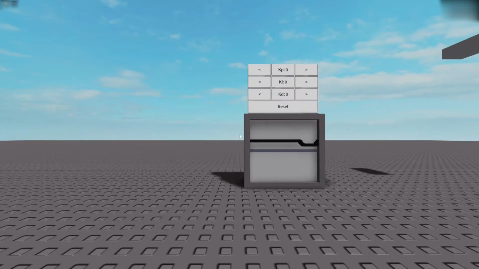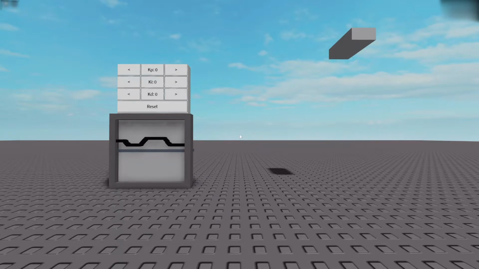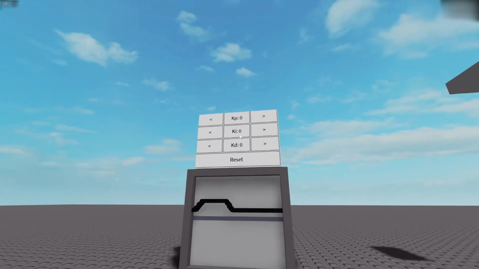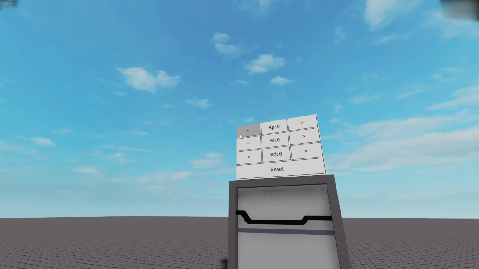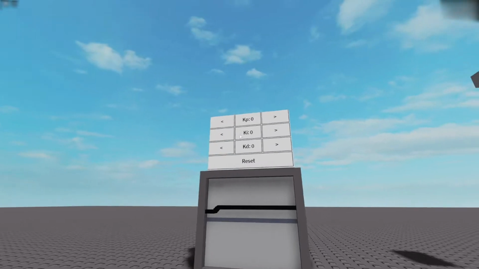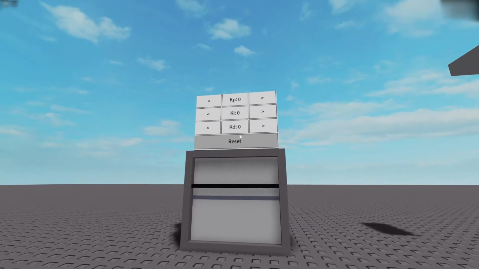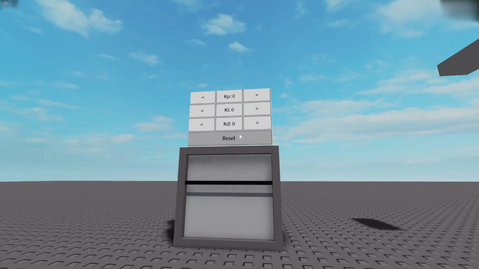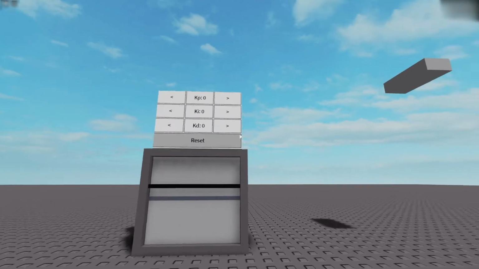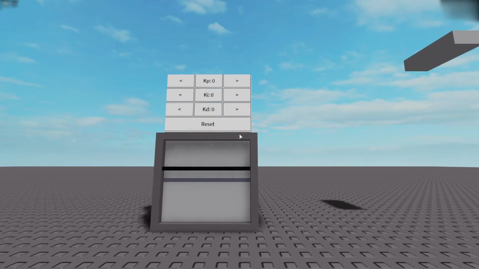For this control system, the error is the distance in between you and the block in arbitrary units. There are 4 inputs for you, the player, to test. Kp increases and decreases the proportional coefficient by 0.5, Ki increases and decreases the integral coefficient by 0.05, and Kd increases and decreases the derivative coefficient by 0.5. Finally, reset stops the control system and holds the block in place. Using this simulation, you can get a deeper understanding for how each coefficient affects the control system as a whole.